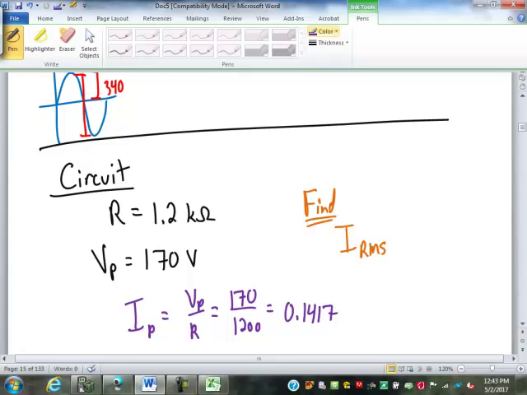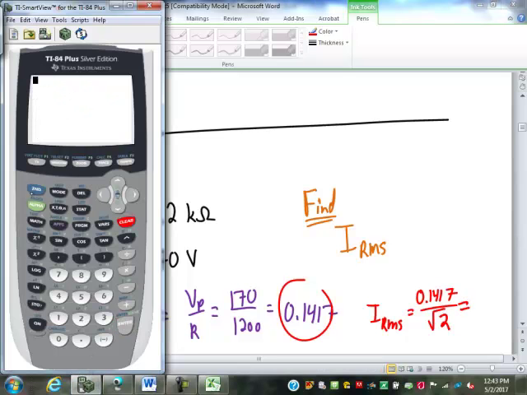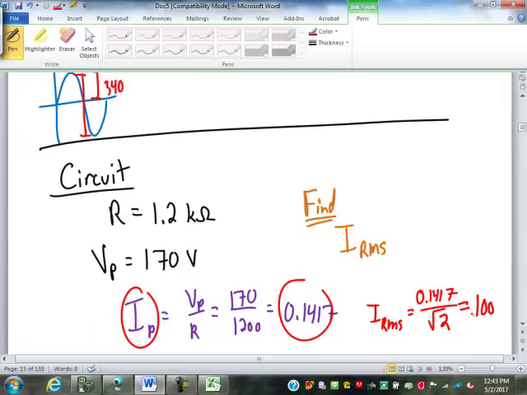Now that's peak. To turn that into RMS, we take the 0.1417 or 141.7 milliamps and divide by that square root of 2 again. So you get 100.2. Yeah, so 0.100 or 100 milliamps.